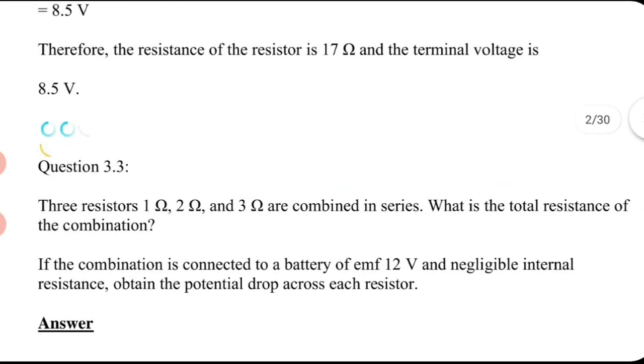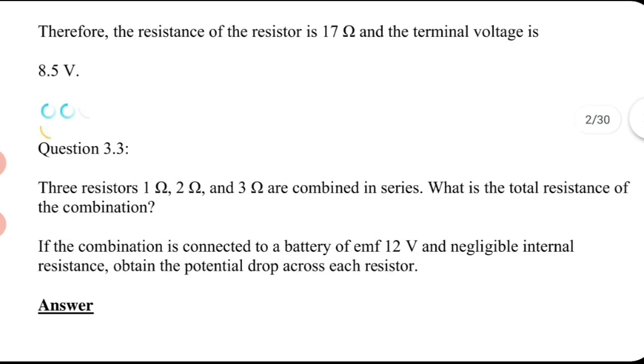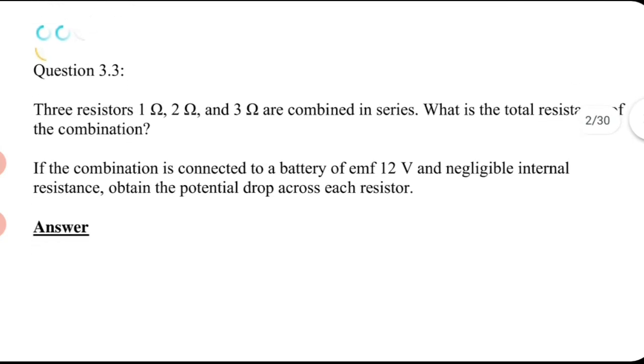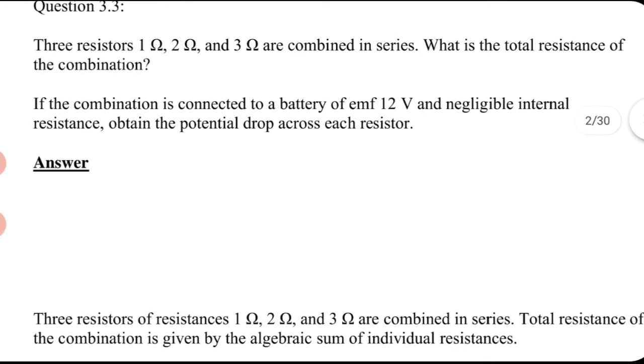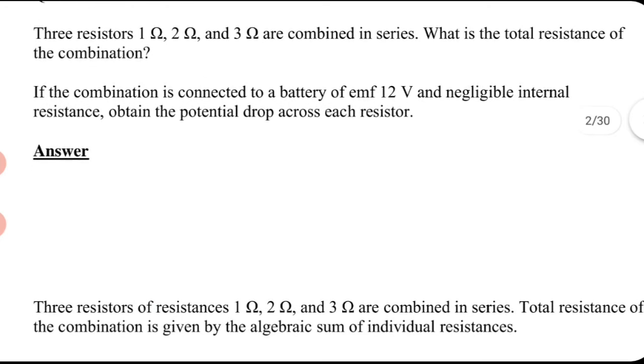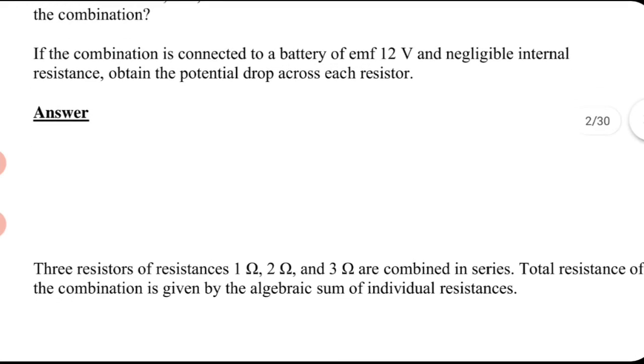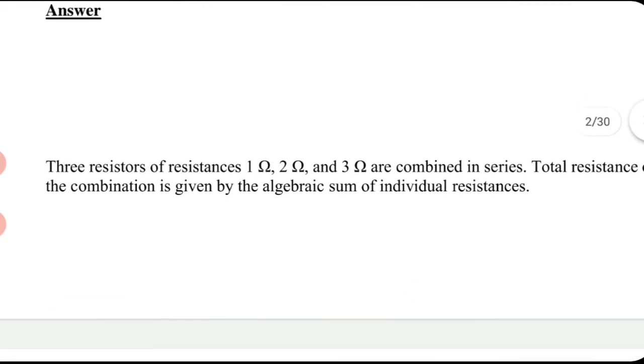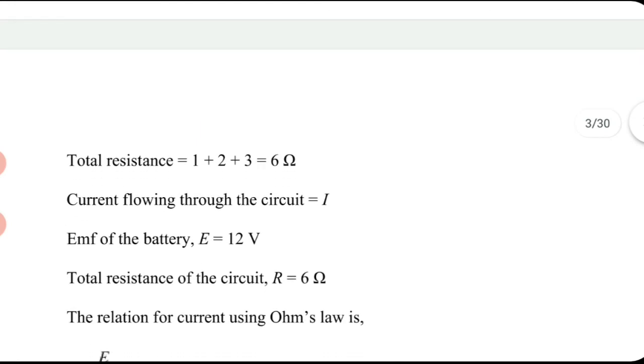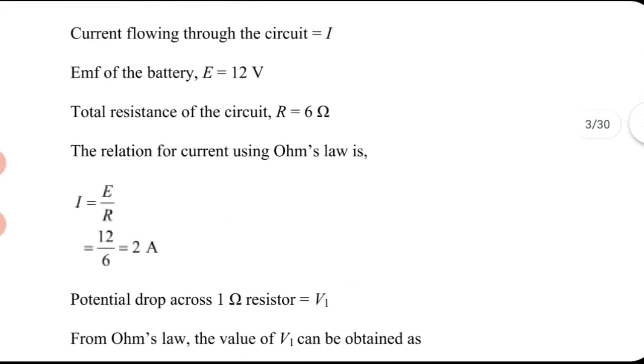Now question 3.3. Three resistors 1 ohm, 2 ohm and 3 ohm are combined in series. What is the total resistance? Very simple, 6 ohm. If the combination is connected to a battery of EMF 12 volt and negligible internal resistance, obtain the potential drop across each resistor. So what will be the current through each one? It is given negligible internal resistance. So 12 by 6, current will be 2 ampere.